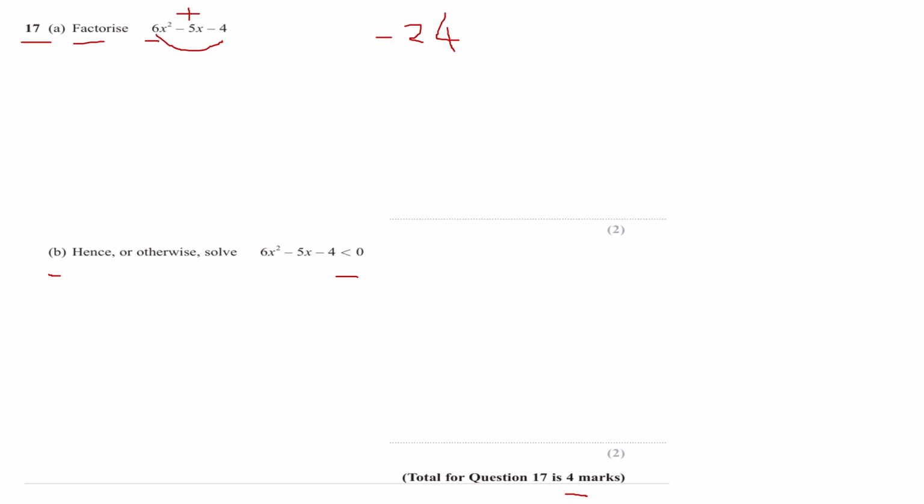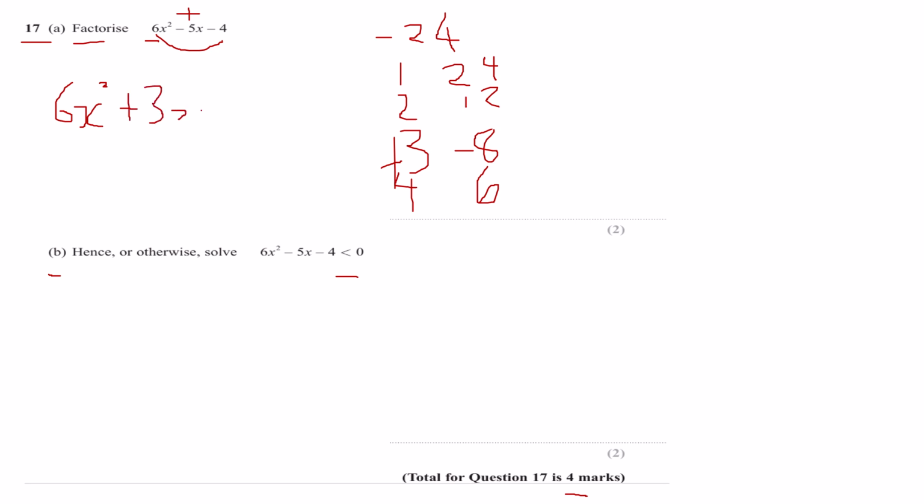Factors of minus 24 will be 1 and 24, 2 and 12, 3 and 8, 4 and 6. Then we start putting our signs in. We want to make negative 5x, and that would be minus 8 plus 3. So I can rewrite the middle term as 6x squared plus 3x minus 8x minus 4.